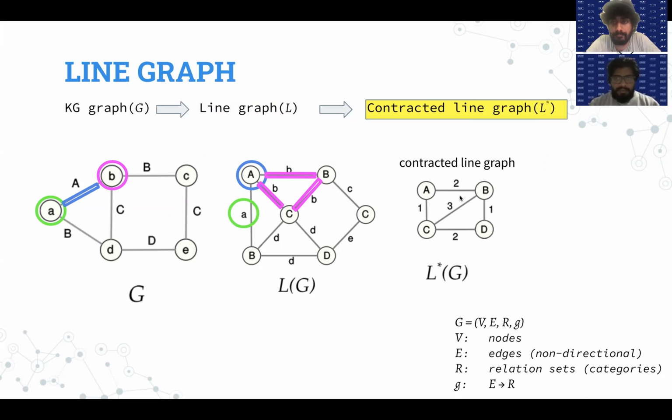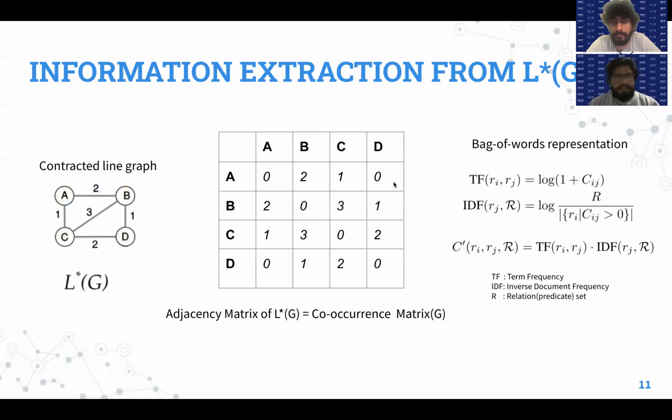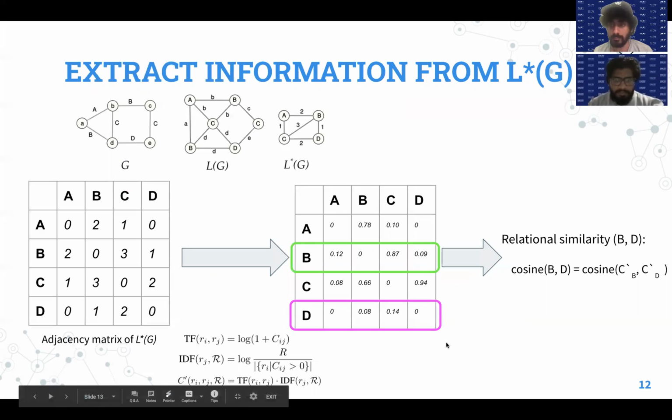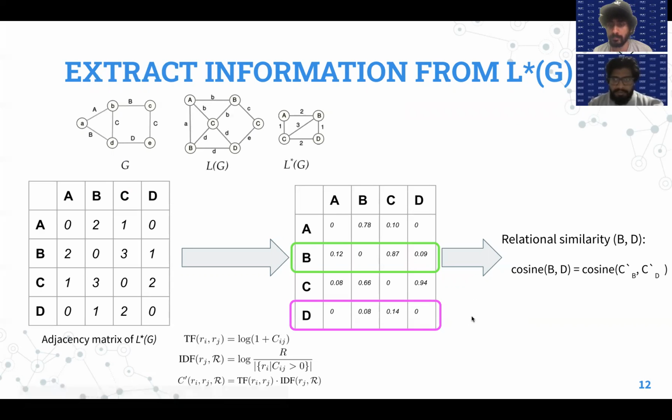The weights are basically the number of duplicate edges. And then from the contracted line graph, we are going to generate the adjacency matrix. And from that, we are going to define some terms called term frequency and inverse document frequency, which are terms usually defined in the information retrieval domain. And from that, we transform the adjacency matrix into a different matrix where we compute each cell value as the TF-IDF product. And from the TF-IDF matrix, we are going to define something called relational similarity.